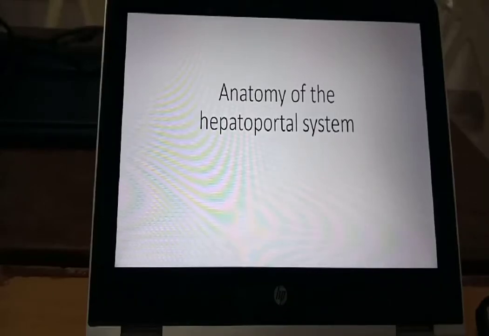Hello. Today we'll be dealing with the anatomy of the hepatoportal system. Hepato has to deal with the liver. The functions of the liver are to metabolize the products, to digest the products. You see, all that we eat, all that goes into us has to be broken up into simpler substances.